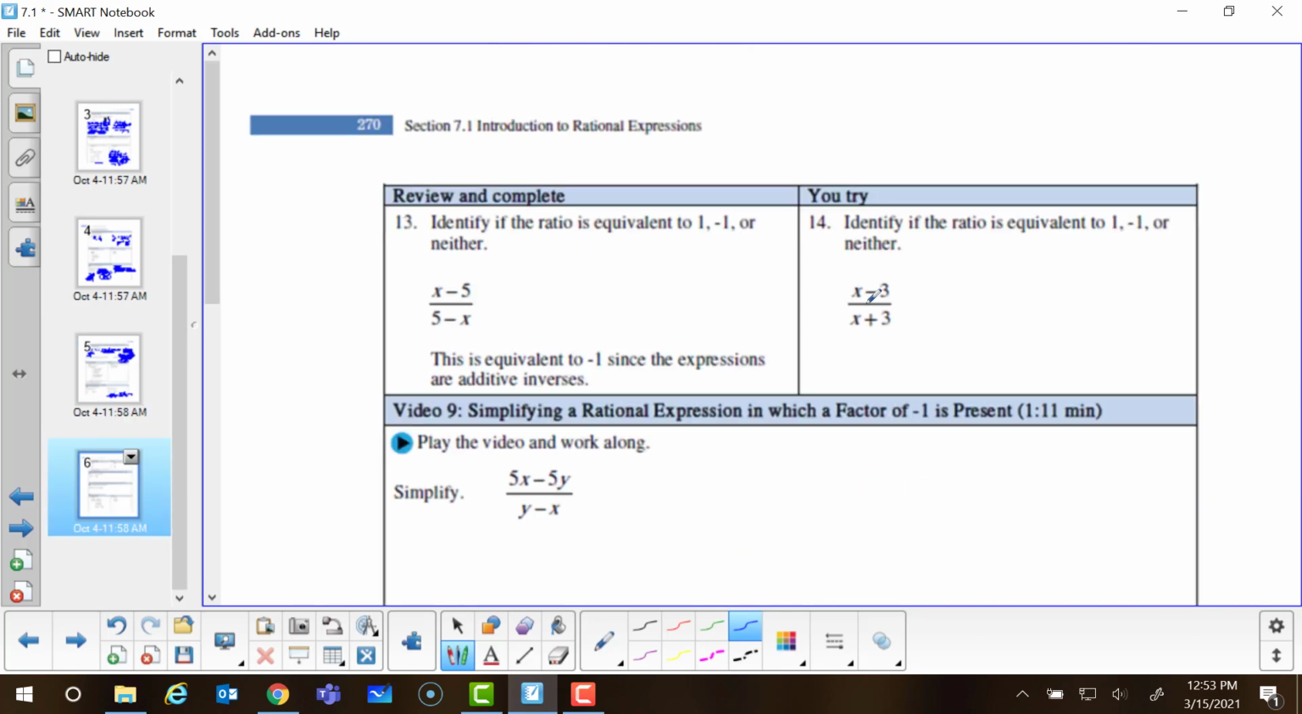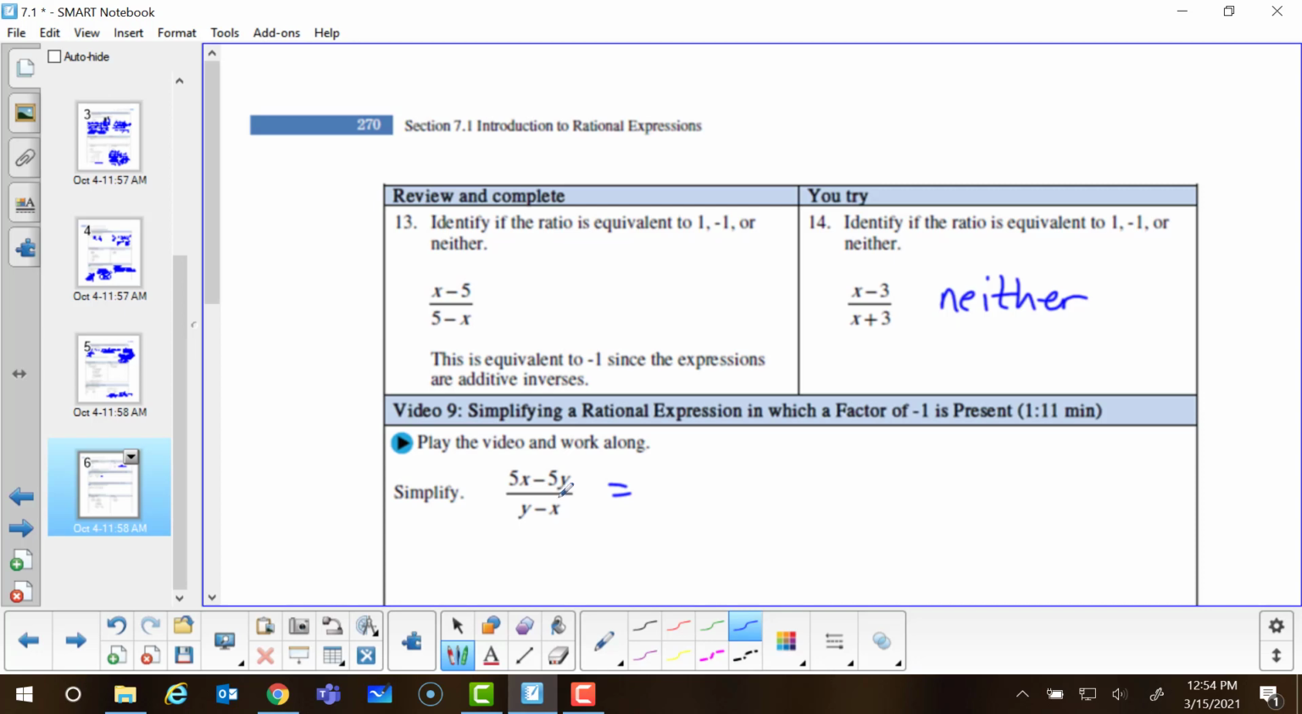Okay, here's another one. X minus 3 over x plus 3, you can't do anything with that because if you change the order, you just have to leave it. This would be a neither. It's asking about ratios. I don't ask you those kinds of questions in Alex. But let's look at this one.